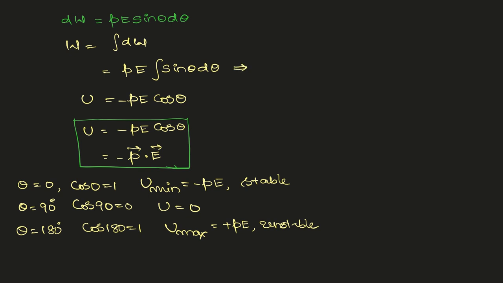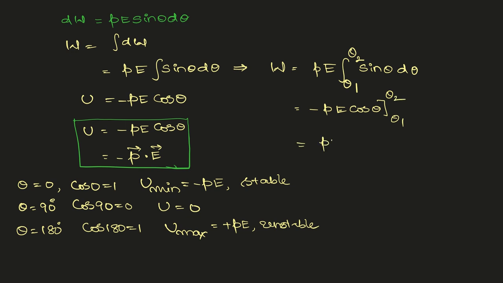And sometimes they'll give you two angular positions. For that integration, if they give limits, initially it is at an angular position theta 1, and finally it moved to an angular position theta 2, sin theta d theta will be there. So as the integration of sin theta is minus PE cos theta within the limits theta 1 to theta 2, this will be equal to PE into cos theta 1 minus cos theta 2. So you'll have some questions based on this also.